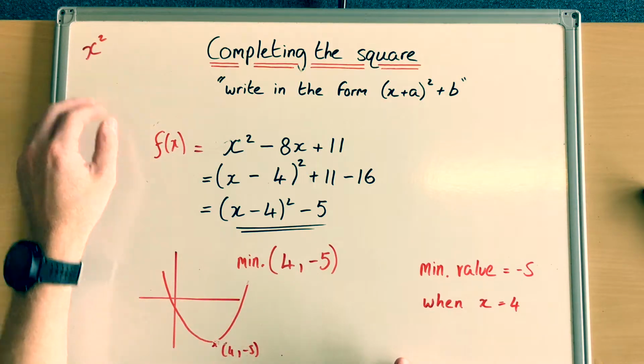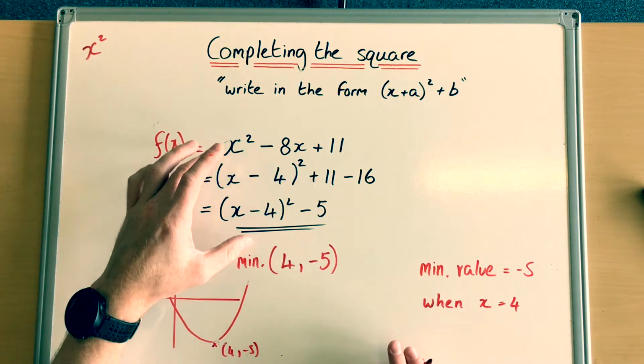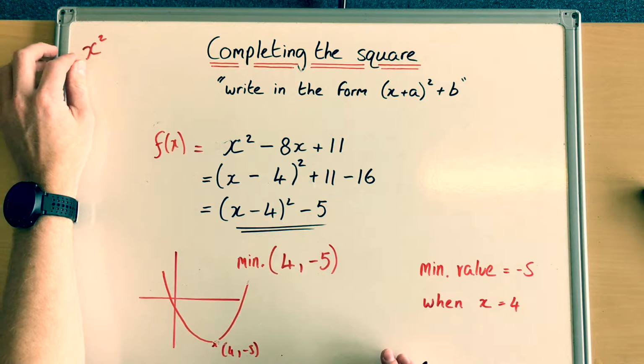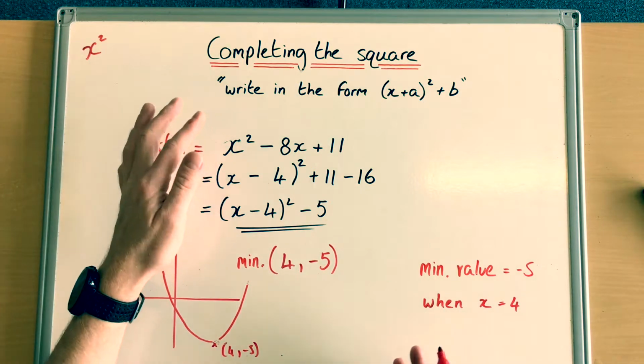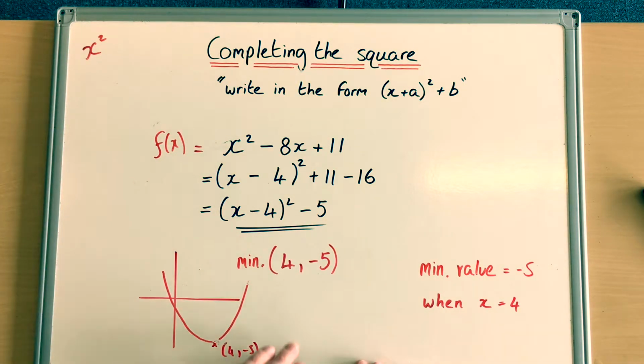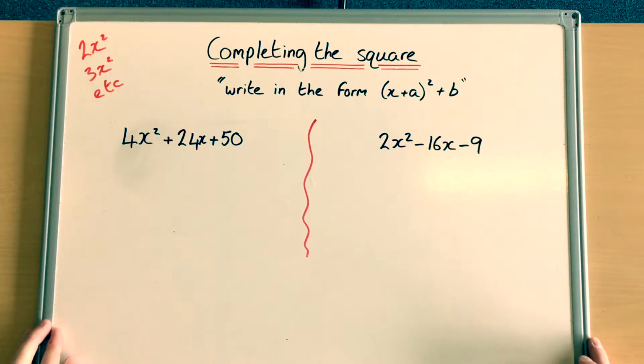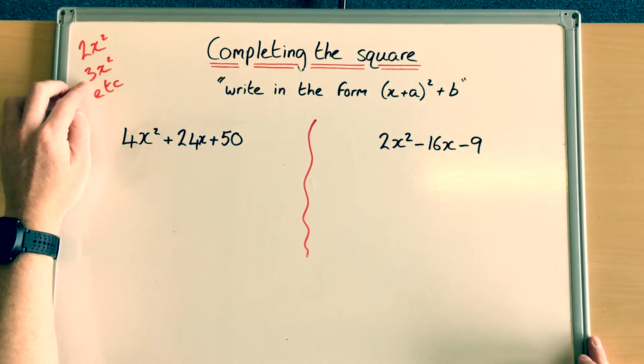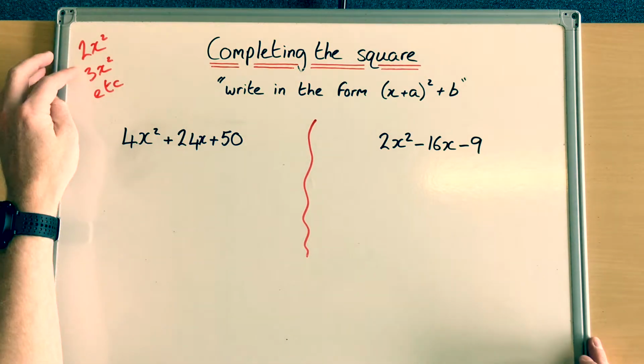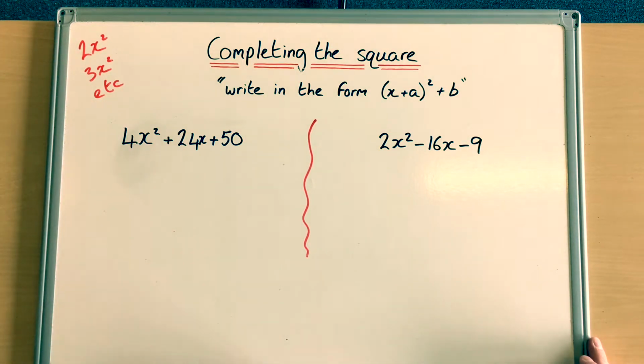So for each of these next few examples, we're going to practice the mechanics of completing the square for things other than just an x squared, like a 2x squared or a 3x squared. And for each one we're going to write down the minimum, in terms of the function, what's the lowest the function can go to. Okay, so a couple of examples here when the x squared term is bigger than 1. So for example, 2x squared, 3x squared, or 4x squared here.